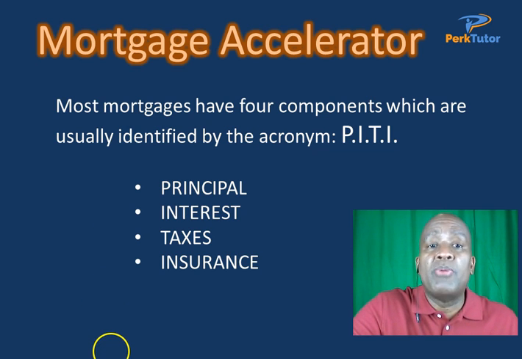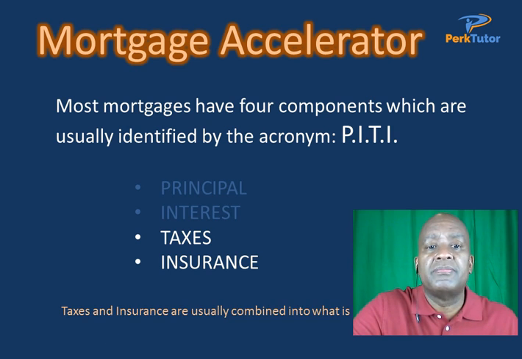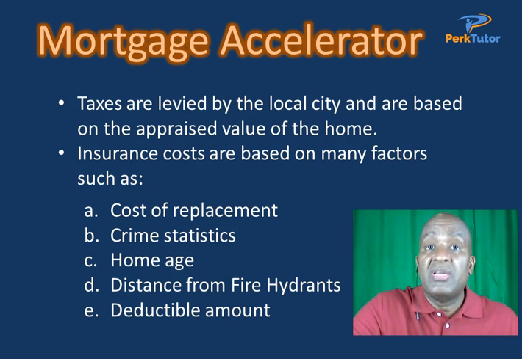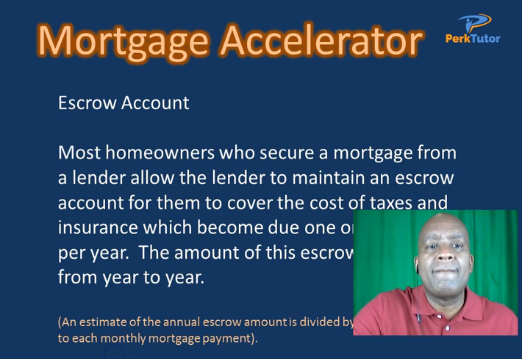Most mortgages have four components, which are usually identified by the acronym PITI, that is principal, interest, taxes, and insurance. Taxes and insurance are usually combined into what's called an escrow. Taxes are levied by the local city and based on the appraisal value of the home. Insurance costs are based on factors such as cost of replacement, crime statistics, the age of the home, and believe it or not, the distance of the home from fire hydrants, and the deductible amount that you choose.